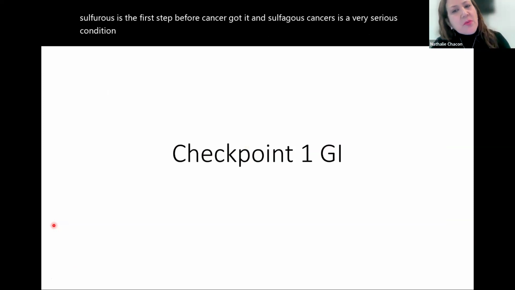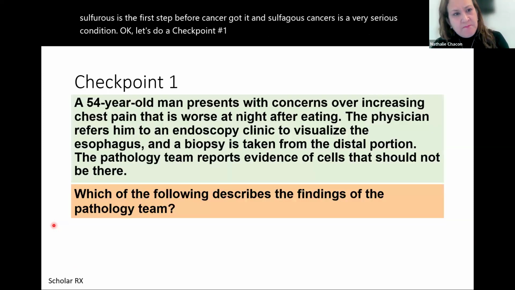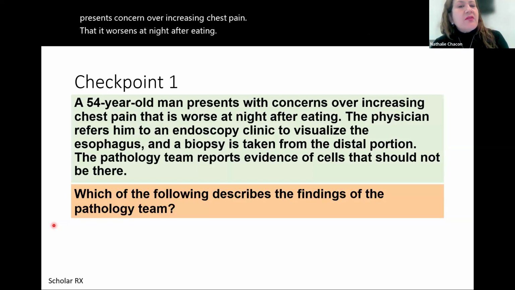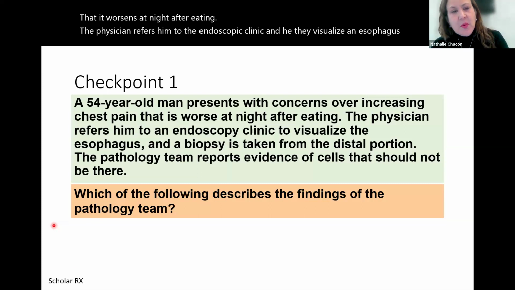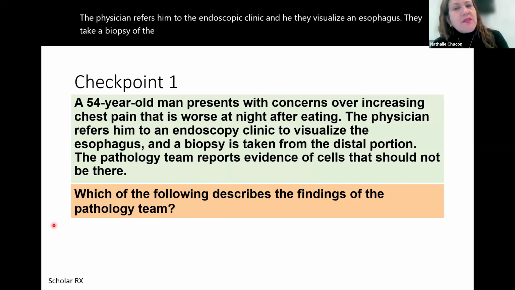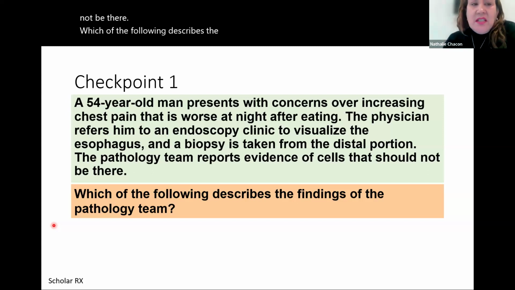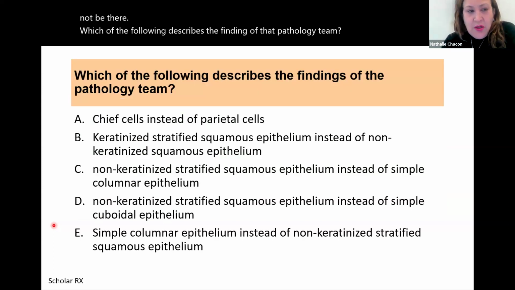Okay, let's do checkpoint number 1 for GI today. If we have a 54-year-old man that presents with concern over increasing chest pain that worsens at night after eating, the physician refers him to the endoscopic clinic and they visualize the esophagus. They take a biopsy of the distal portion, and the pathology team reports evidence of cells that should not be there. Which of the following describes the finding of the pathology team? Well, A, B, C, D, or E, you can put it in the chat.